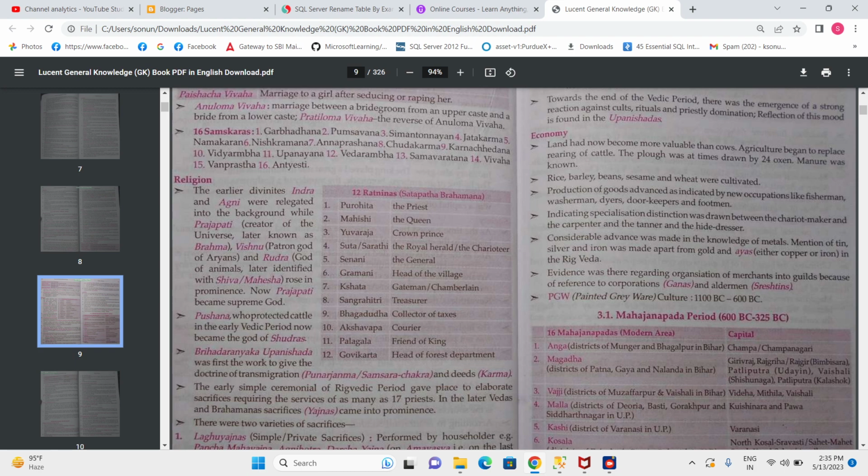So this is the only important point as of now. Rice, barley, beans, sesame and wheat were cultivated at the time of the later Vedic period.